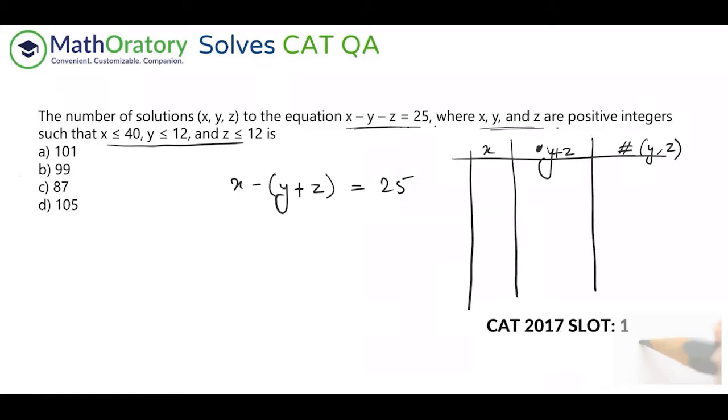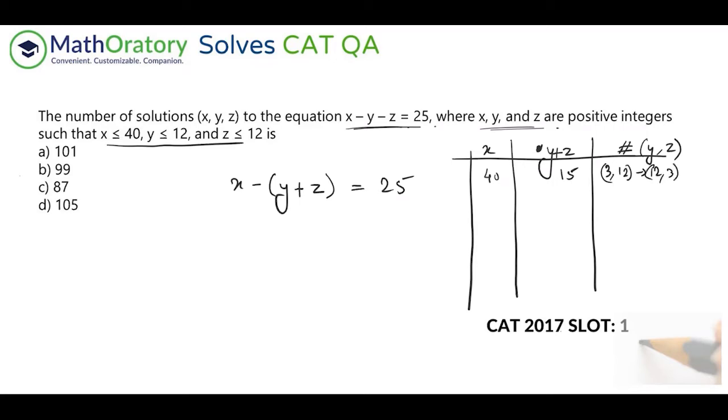So let's do this. It's a very simple one. Trust me on it. Just let's look at it. You'll understand what I'm doing. First of all, start with the uppermost limit. So X being 40. If X is 40, then Y plus Z has to be 15, right? Now, please understand, neither of Y or Z can exceed 12. So the values of Y and Z will range from 3, 12 to 12, 3, isn't it?